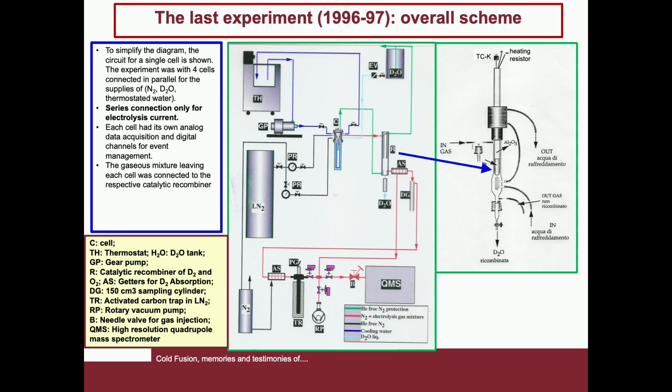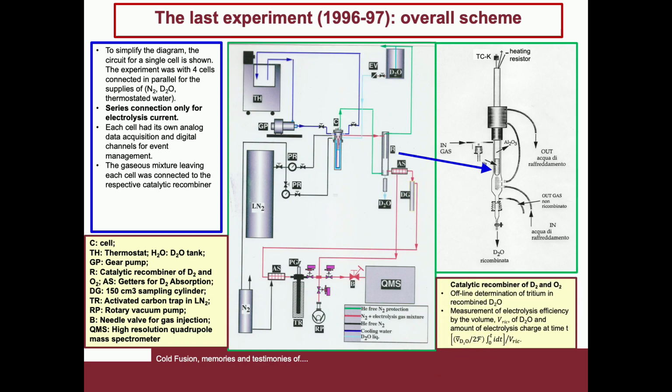The gaseous mixture leaving each cell was connected to the respective catalytic recombiner. The function of a catalytic recombiner is to make offline determination of tritium in the recombined heavy water and the measurement of electrolysis efficiency by the volume of heavy water recombined and the amount of electrolysis charge at the time t. The flow of the cell being measured was automatically directed to the deuterium abatement system, unique for all the cells.